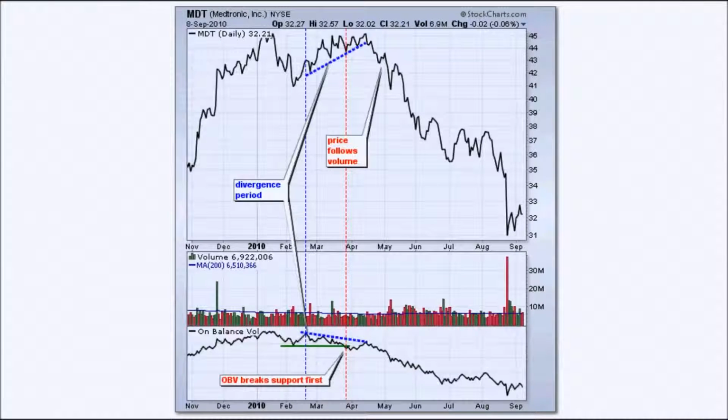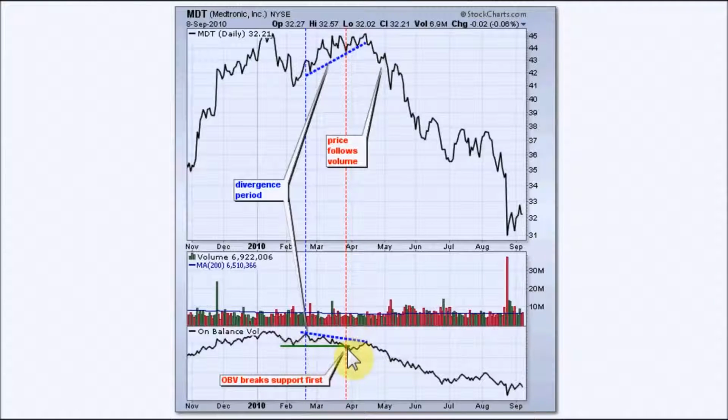Now let's take a look at a bearish divergence. Medtronic, during this period of time, was in an uptrend. The lows on the stock price trend line were rising, but the trend line on OBV was falling. That signals a potential sign of weakness. And right here there were a number of areas of support, once there, 2, 3, about 4 times.